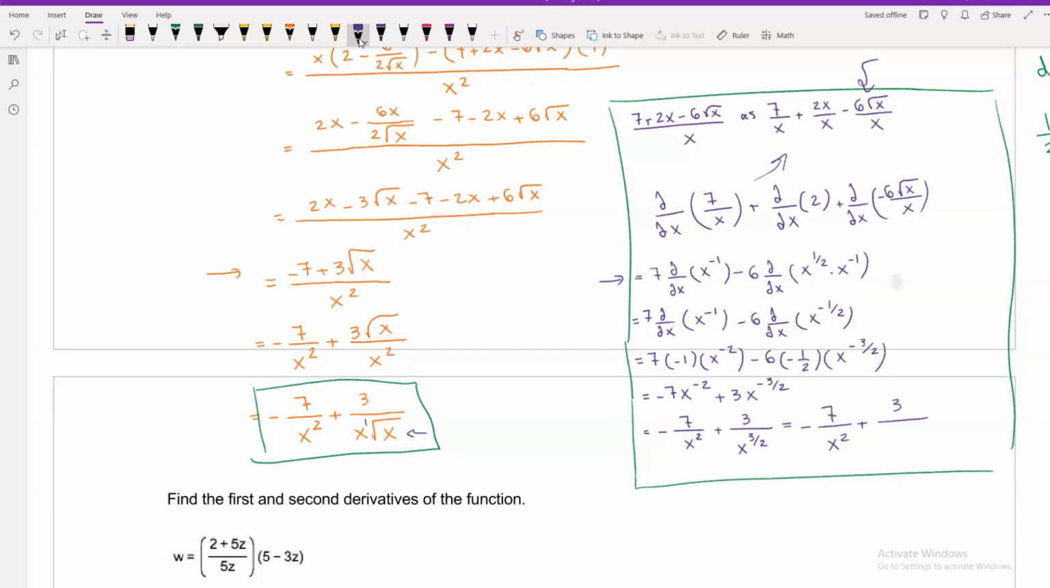So here we have x times square root of x. Again, this is x to the 1 times x to the 1 over 2.